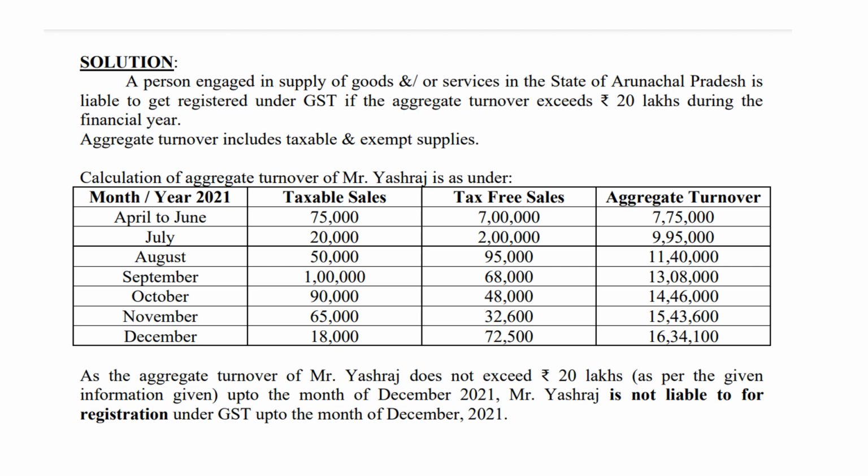As the aggregate turnover of Mr. Yashraj does not exceed rupees 20 lakh as per the given information up to the month of December 2021, Mr. Yashraj is not liable to register under GST up to the month of December 2021. So here Mr. Yashraj is not liable for registration as he is not crossing the limit of aggregate turnover, which is 20 lakhs for the state of Arunachal Pradesh. So this is your solution.